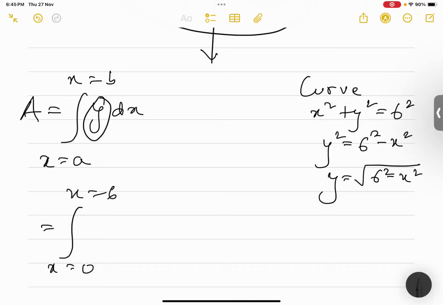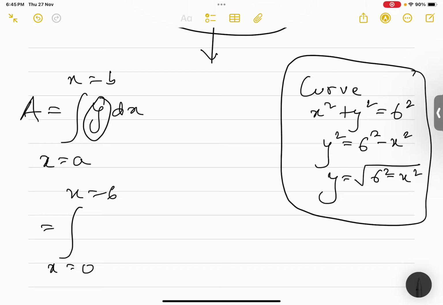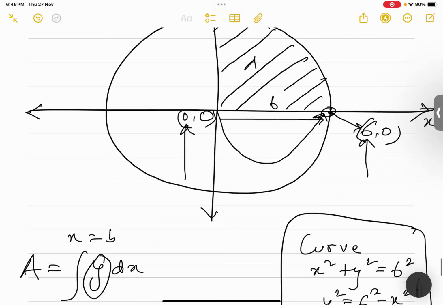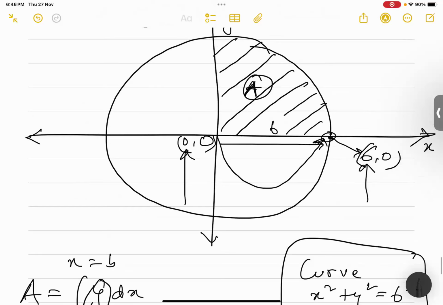So we got the value of y. Did you understand these steps, everyone? This right hand side, whatever I have written, have you understood this? So y is root of 6 square minus x square. Now, first of all, this shaded part is A. Only this particular slice is A, in the first quarter.